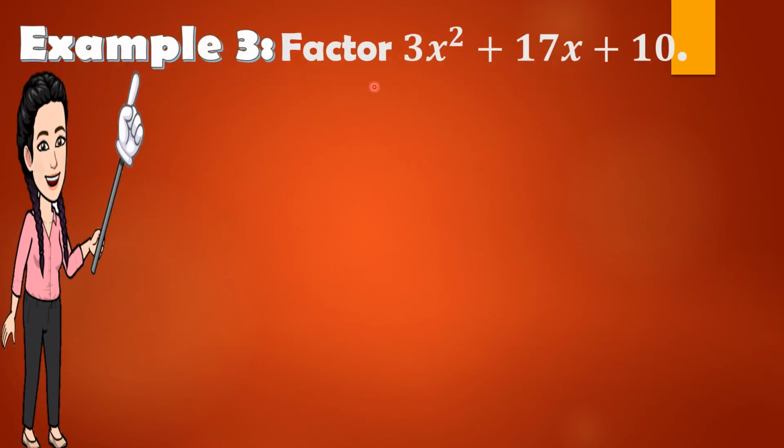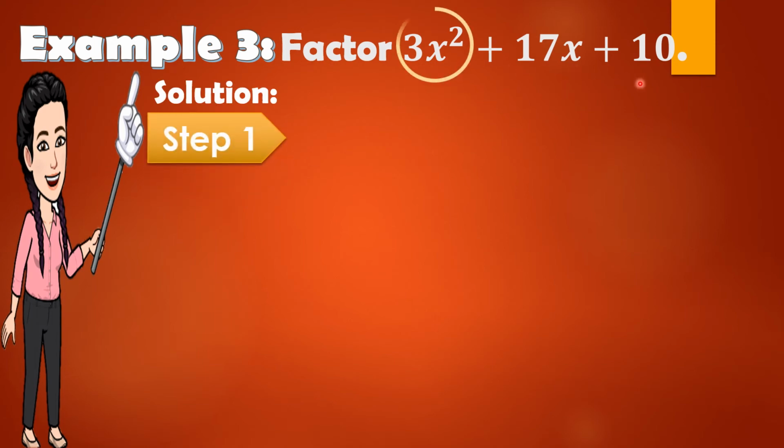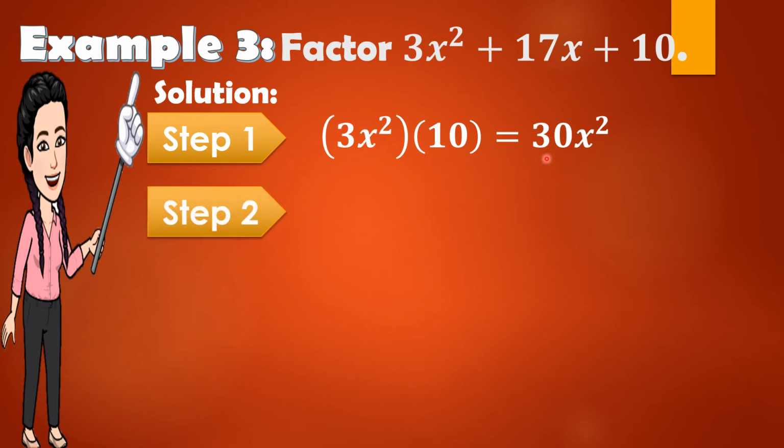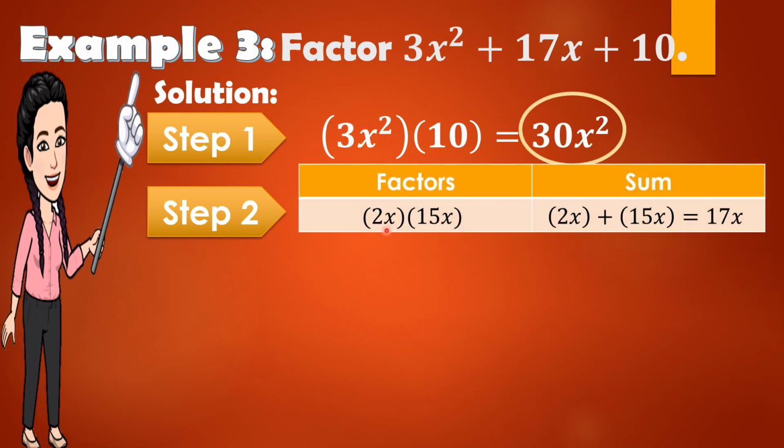Next example, factor 3x squared plus 17x plus 10. Step 1, multiply the first and last term. So 3x squared times 10 is 30x squared. Next, think of factors ng 30x squared na ang sum ay 17x. So, ang factors ng 30x squared, na may sum na 17x ay 2x and 15x. So 2x times 15x is equal to 30x squared. Then when we add them, 2x plus 15x, that is equal to 17x.